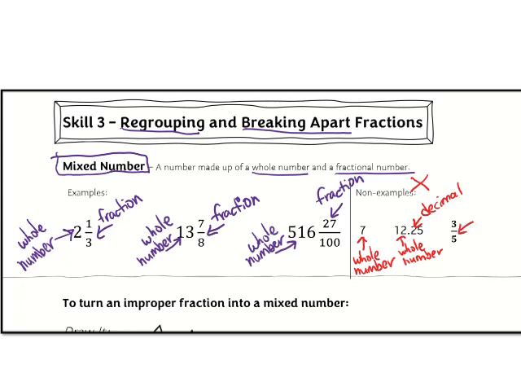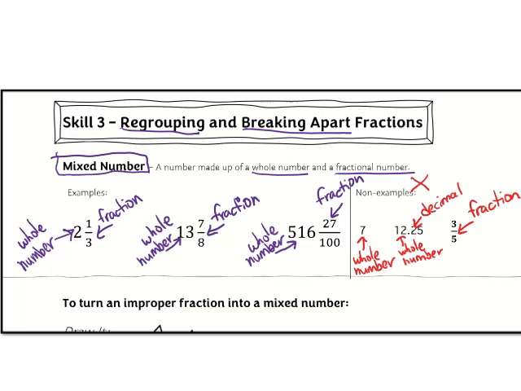This last number here, 3/5, is a fraction, but it doesn't have a whole number, so it's not a mixed number. It's just a fraction. So these are examples of what makes a mixed number. They have a whole number, and they have a fraction. And what does not make a mixed number? If I don't have a whole number and a fraction, it's not a mixed number.